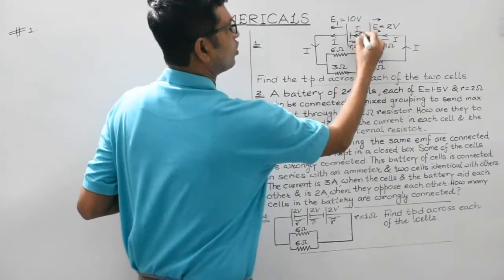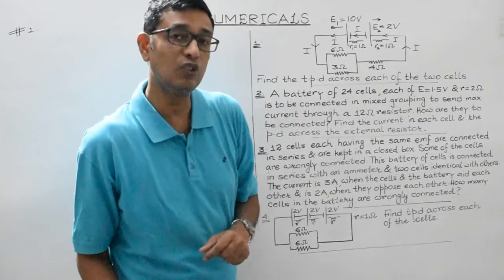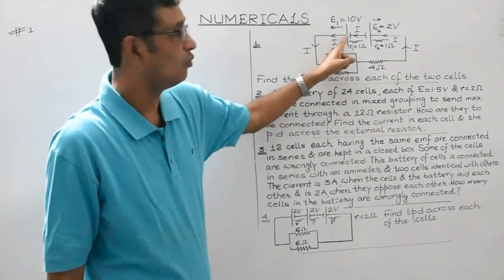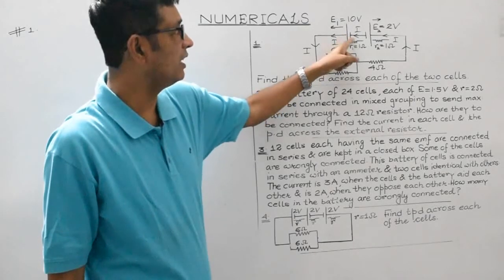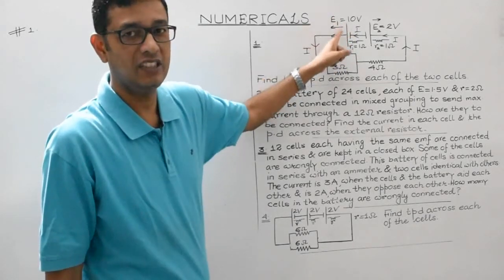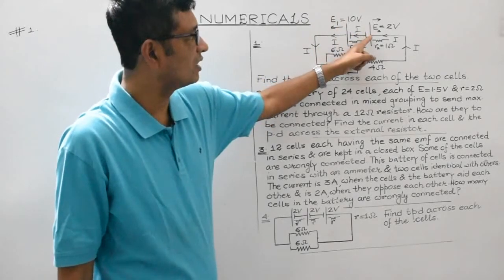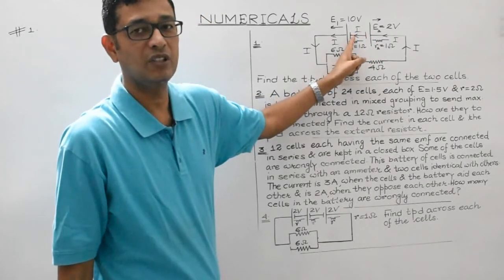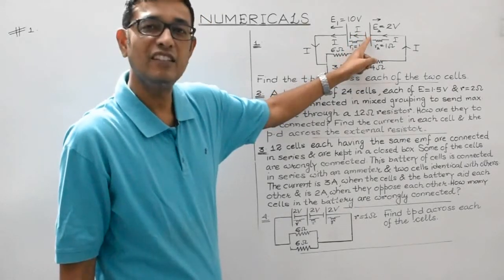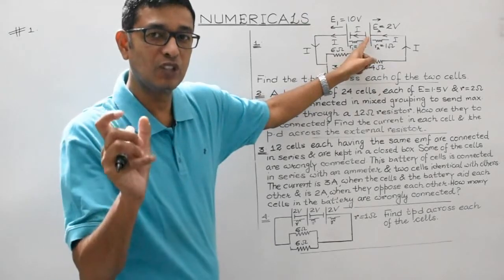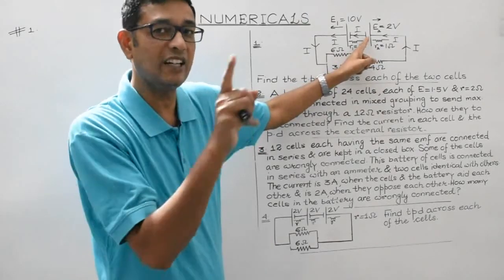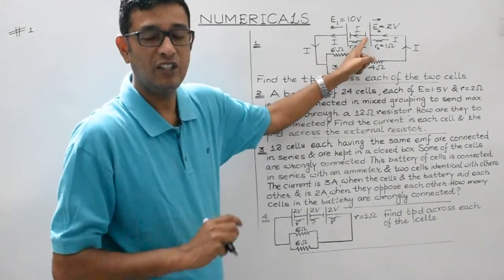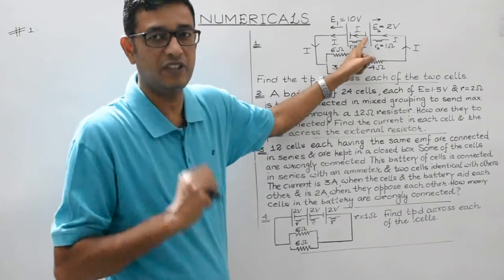So before doing any sort of calculation, we can easily conclude that across this cell, the current is leaving the positive terminal while it is entering the negative terminal. So TPD across cell 1 must be less than that of its EMF. While on the other hand, students, consider cell 2. Here the current is entering the positive terminal and it is leaving the negative terminal. So the TPD across the terminals of cell E2 must be greater than that of its EMF. This is what we can predict through theoretical knowledge. Now let us mathematically try to justify it, right?